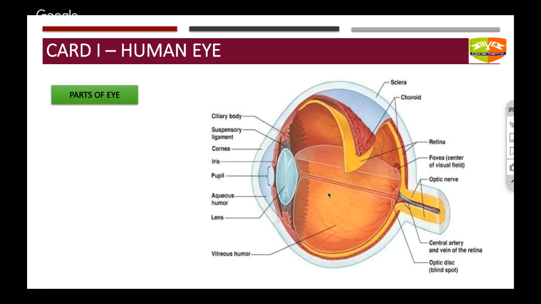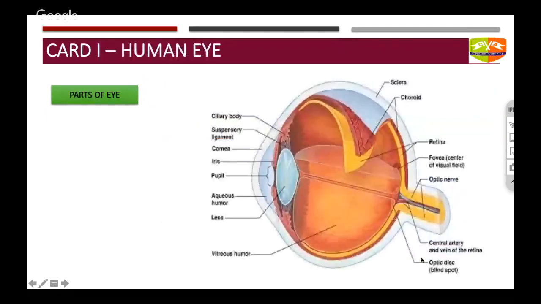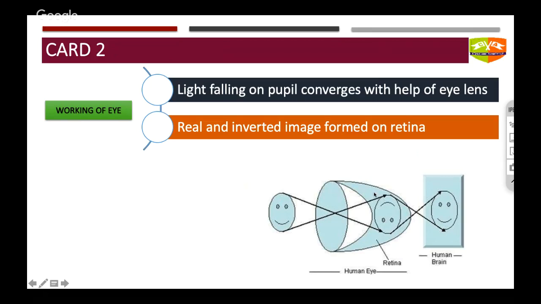So I discussed image formation. I told that in the retina, real and inverted images are formed, and here we have the optic nerve, and this optic nerve sends signals to the brain. The brain then processes the signal, and we are able to perceive the image in the erect form.